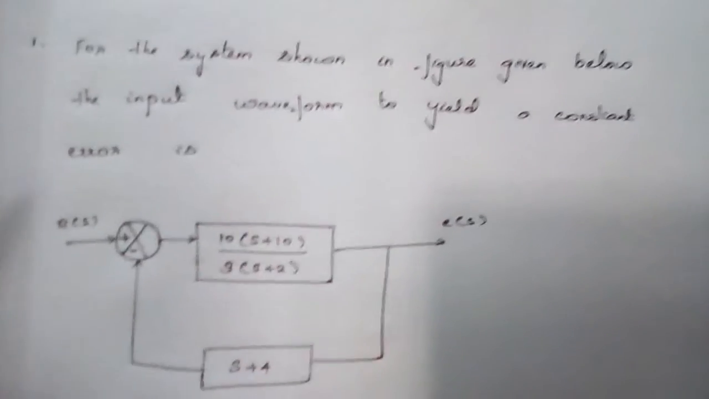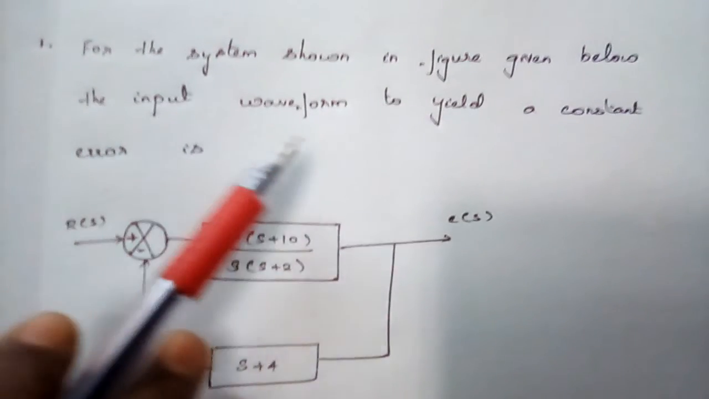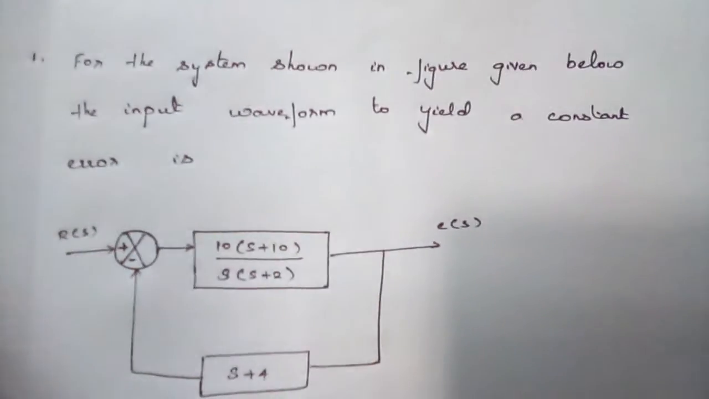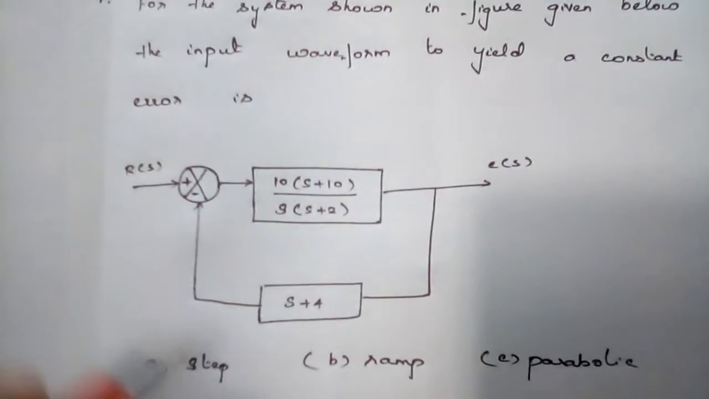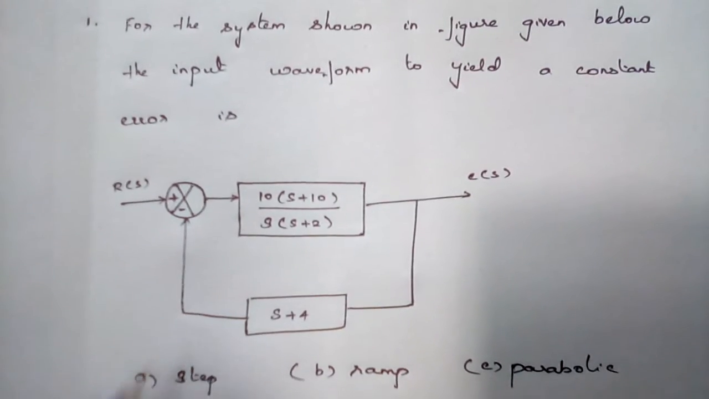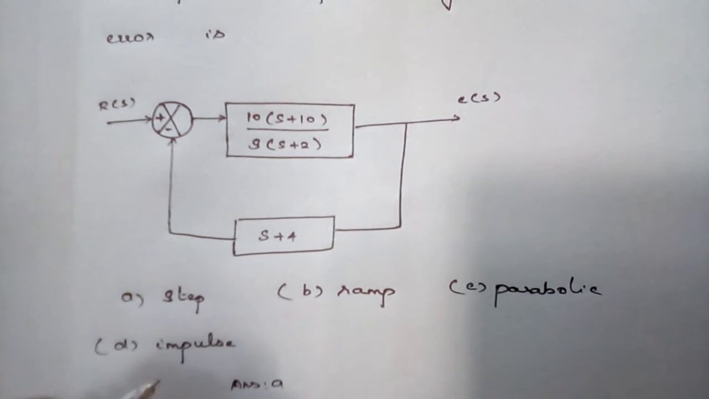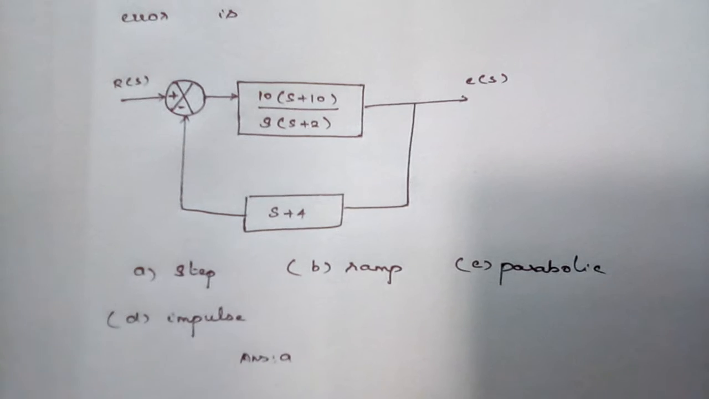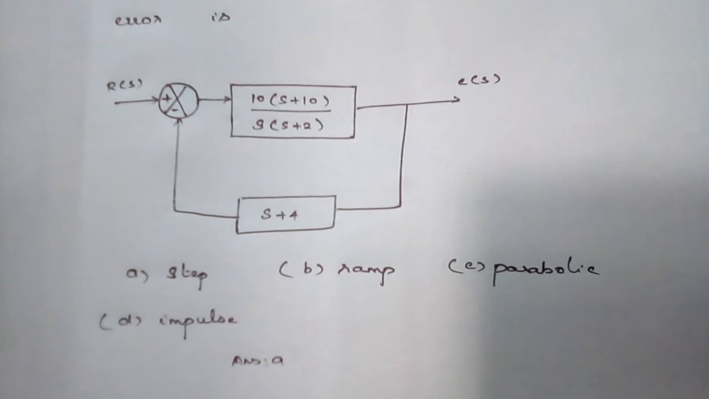The question number 1 is, for the system shown in the figure given below, the input waveform to yield a constant error is. What about the constant error which yields for the provided figure? Either it is a step, ramp, parabolic or the impulse. Okay, so let us find what about the constant error here.